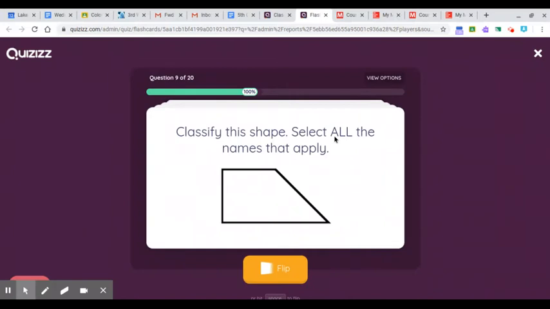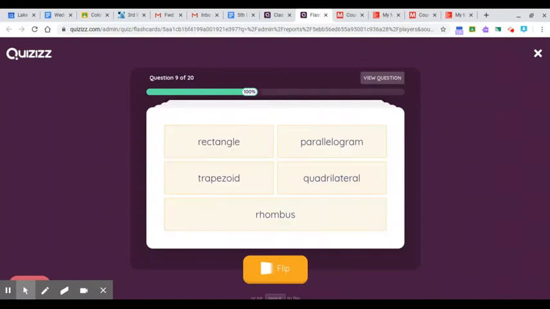All right, we're going to classify this shape and select all the names that apply. Again, I see 1, 2, 3, 4 shapes, or excuse me, 4 sides, and I see that none of them are really congruent, and I only see 1 set of parallel lines, so trapezoid pops into my head. So is it a rectangle? Nope. Parallelogram can't be. It only had one set of parallel lines. I said trapezoid, yep. Quadrilateral, yes. And rhombus, no, because not all sides were congruent. So trapezoid and quadrilateral.